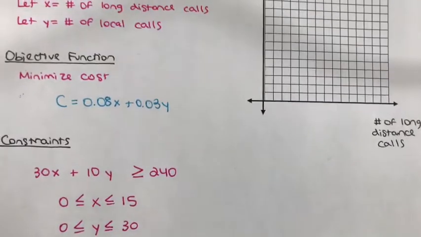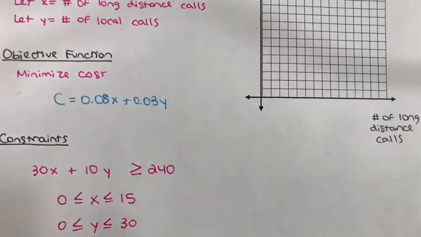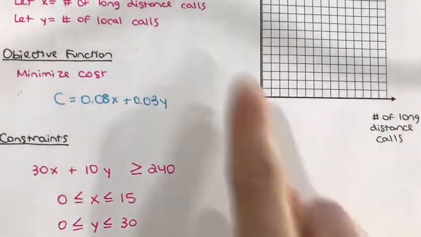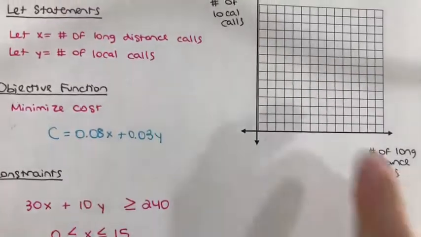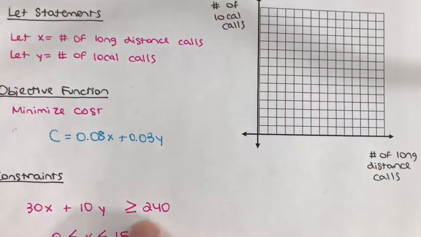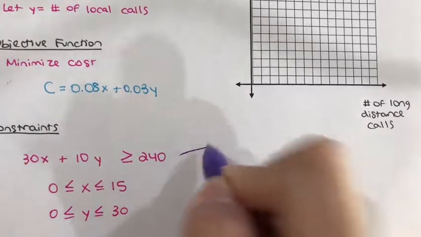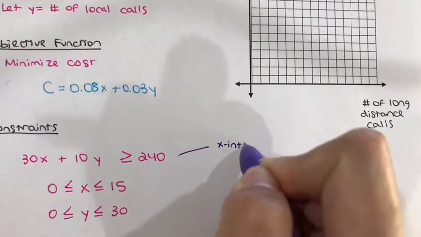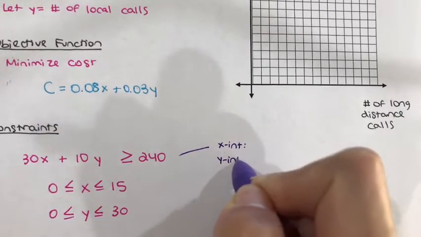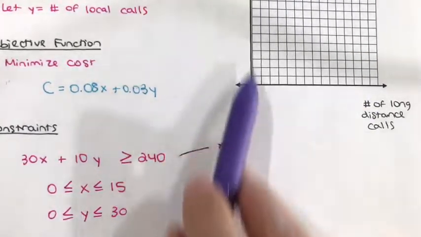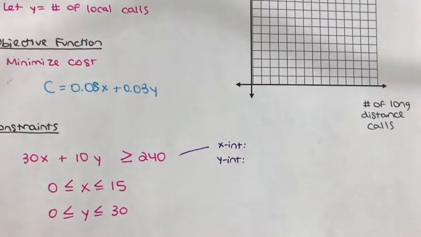I'm gonna pause this for just a minute, and you guys can try to graph on this grid. I would recommend figuring out the x and y-intercepts of this first one, just so you can determine the tick marks. We'll be back in just a minute.